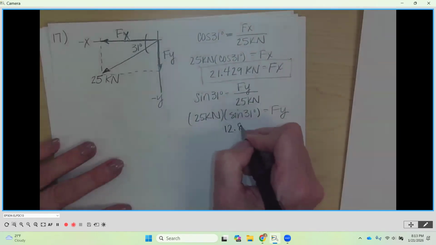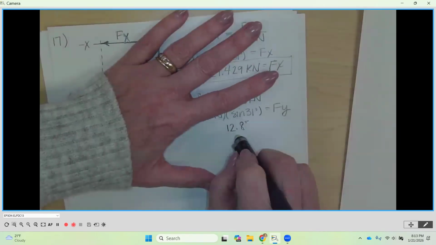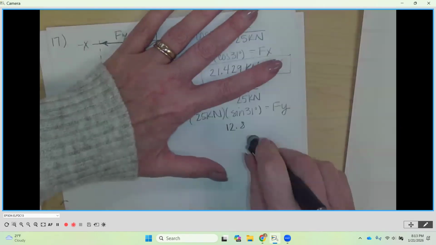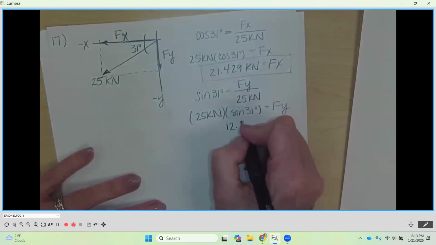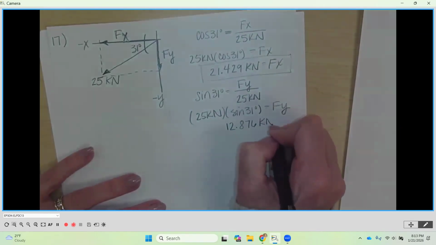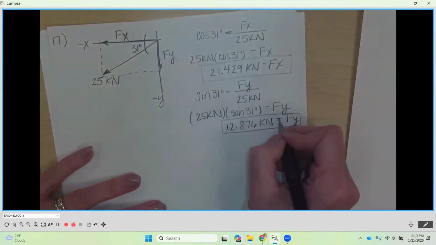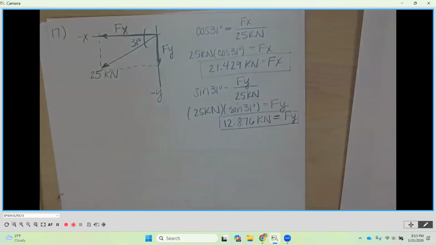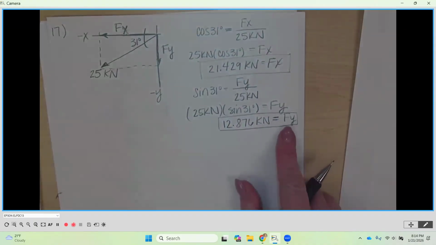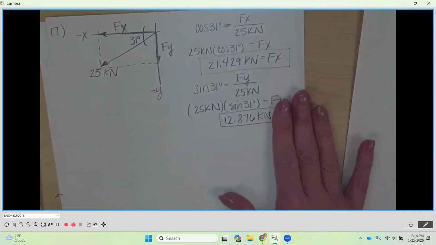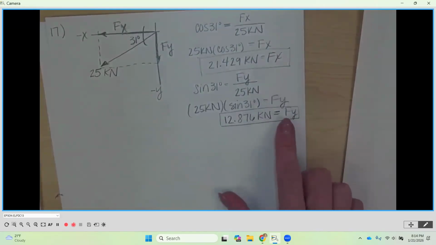Should get 12.876. And that's going to be kilonewtons is equal to Fy. Make sure that when you show and you're solving for something, make sure that you show the variable here as well. Don't just do 12.876 kilonewtons. I don't know what that's equal to. You have to add your variable, okay?